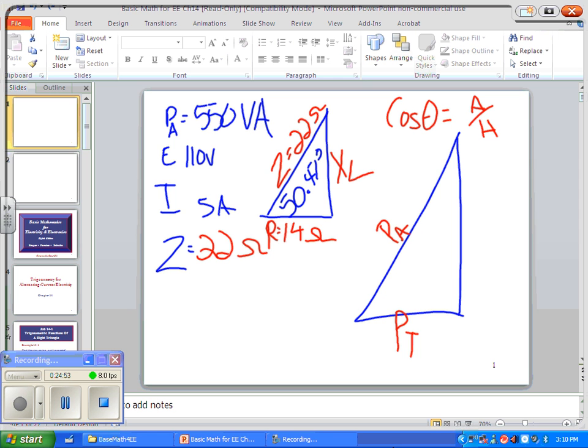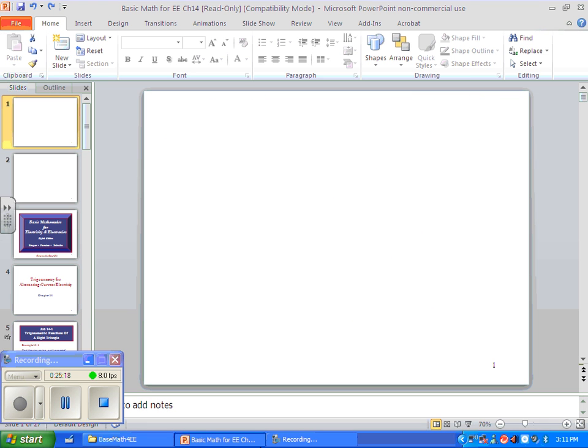Now, I want to simplify this for a second. Hit clear. Everybody hit clear. And just divide 14 by 22. What fraction do you get? So the cosine of this angle is 0.6363 continuously.